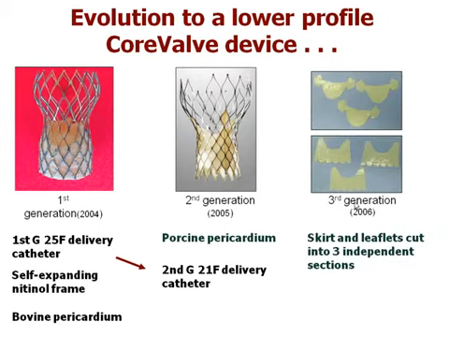They then followed that by the third generation, where the skirt and the leaflets were cut into 3 independent sections, and this allowed them to choose more specific material. And this led to their 18 French delivery catheter system.